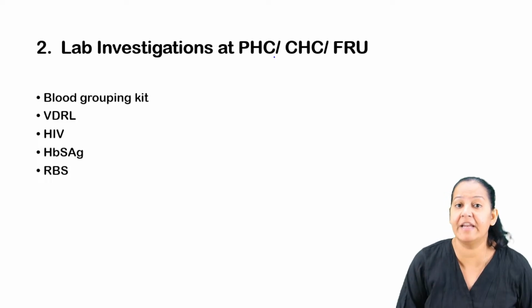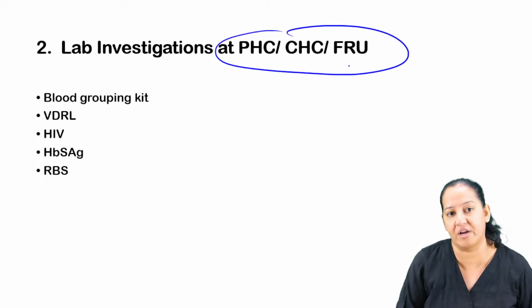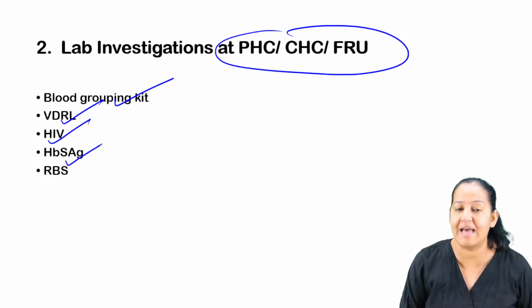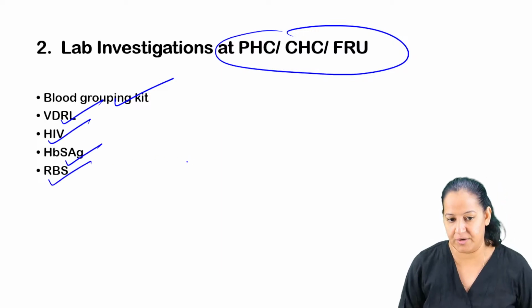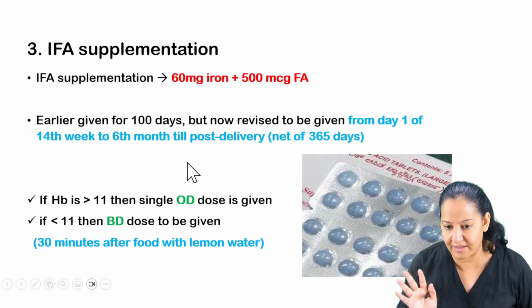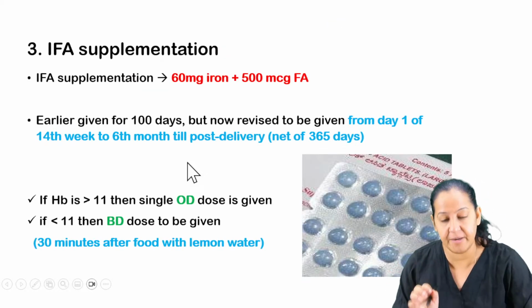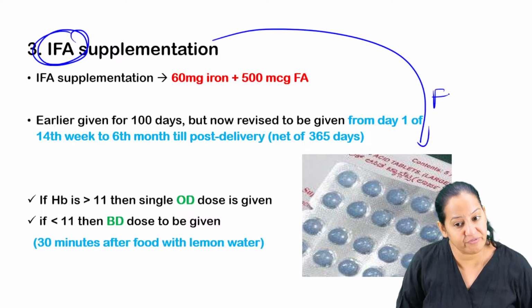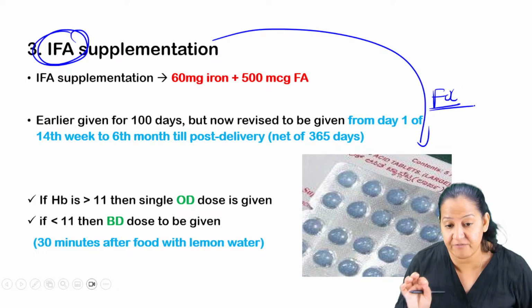Then we will refer the lady to the PHC or CHC or the first referral unit for blood grouping, VDRL for syphilis, HIV, hepatitis B surface antigen, or random blood sugar. This is the investigation portion. Don't learn that. Then the third thing, we will provide iron and folic acid tablets, free of cost to the lady.